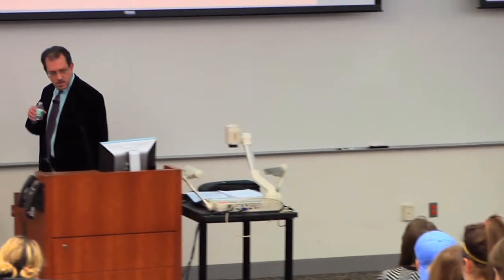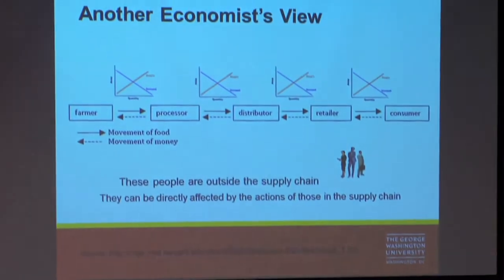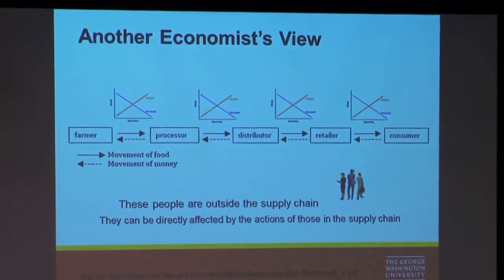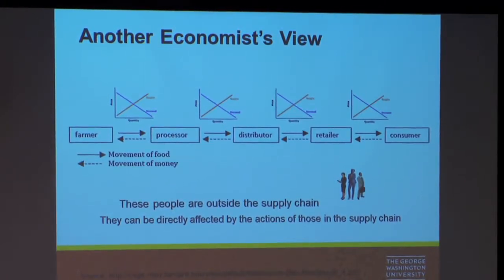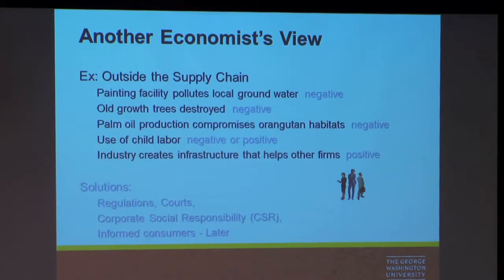Some examples. Here are some people. These are people outside the supply chain. They can be directly affected by what goes on in the supply chain. Let's look at the examples. Outside the supply chain, you could have a painting facility that leaks all this goop into the water supply and causes kids to have deformities when they're born. This happened right next to where I used to teach at Vanderbilt. Old growth trees could be destroyed. Palm oil production compromises orangutan habitats.